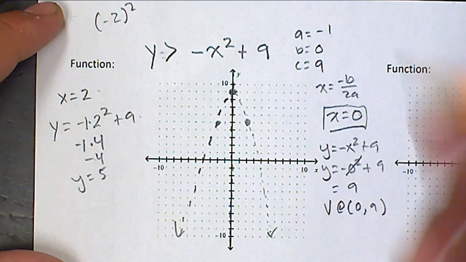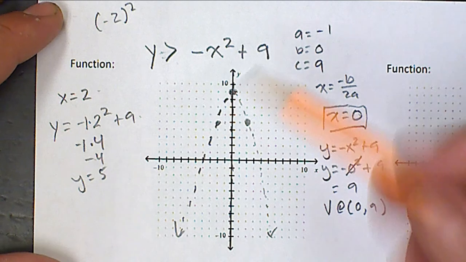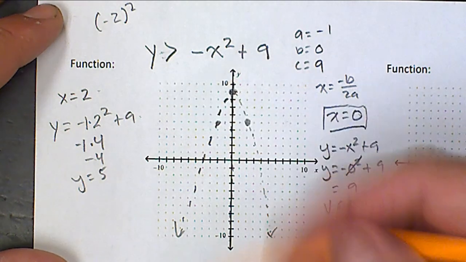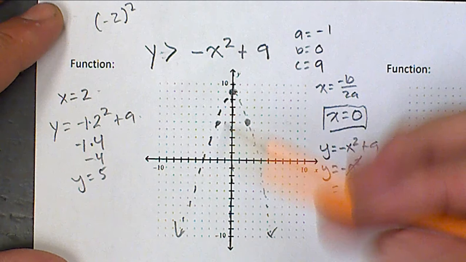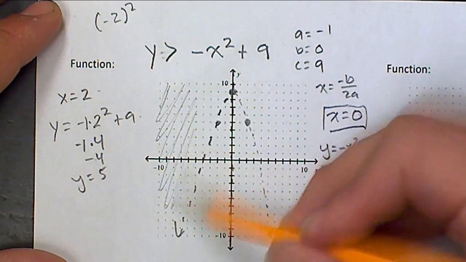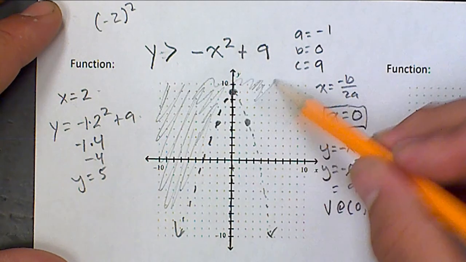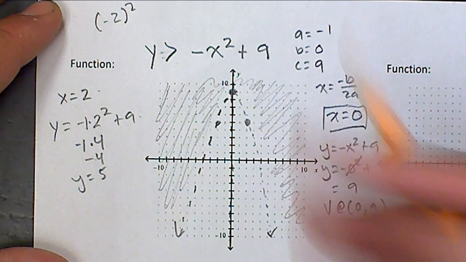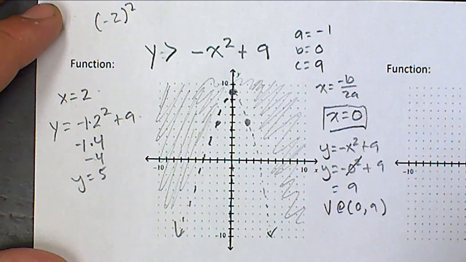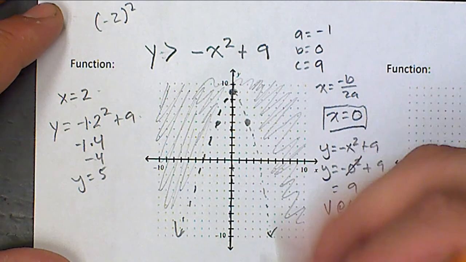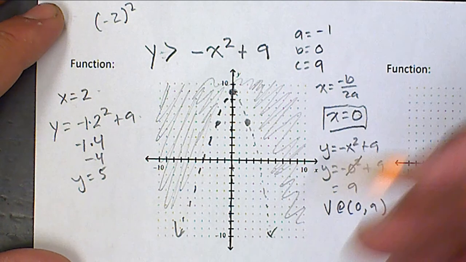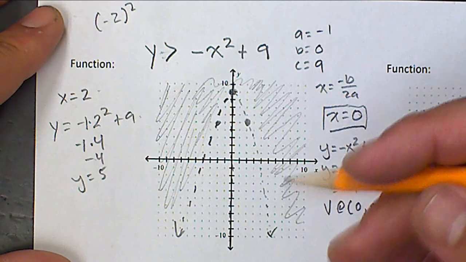Next thing you have to do is determine where to shade. This is a greater than symbol, so that means I'm going to be shading above the line. So I know that this is where I'm going to shade. Outside the parabola, it's above the line. But let's say you're not positive. You want to take a test point. Choose a point that's obviously below or above the parabola, or inside or outside the parabola.